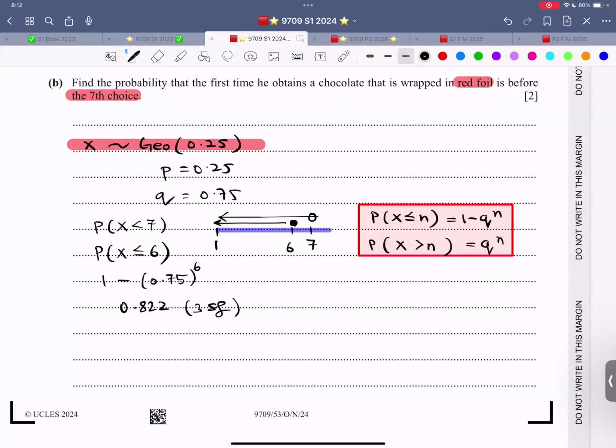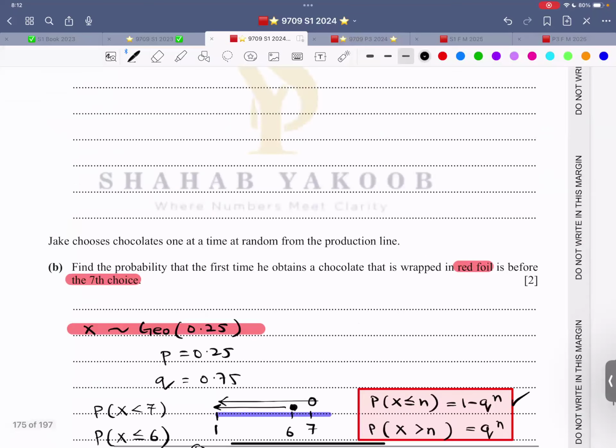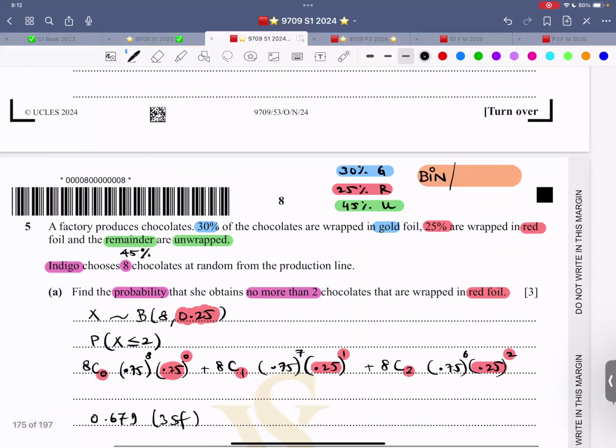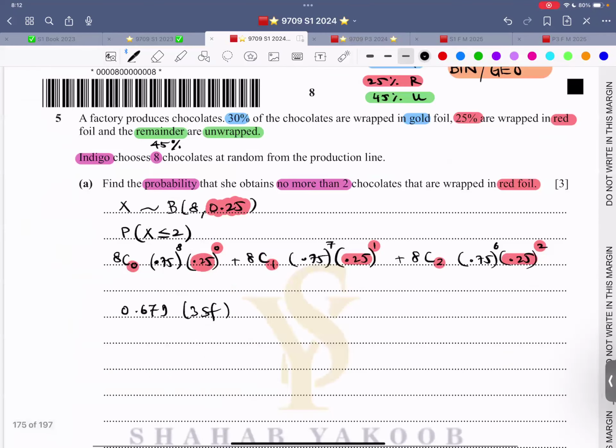So the easiest way to calculate is to use this concept. And this is 1 minus 0.75 raised to power of 6. And this answer is this. So now the second part for 2 marks was geometric. So the first was binomial. The second part is geometric. Now let's see what is on the next page.